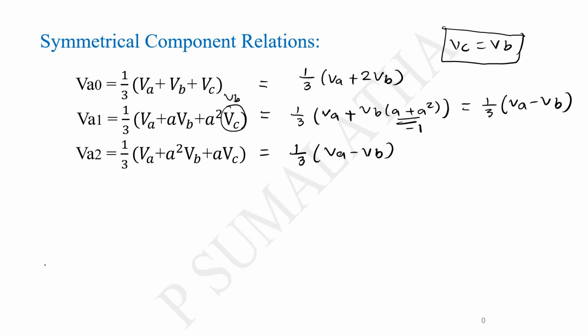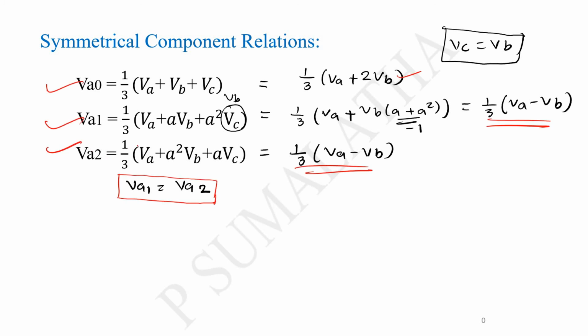From these conditions, we know VA1 is equal to VA2. That means the positive and the negative sequence networks are directly connected in parallel. But we don't know the relation of the zero sequence component with respect to the positive and the negative sequence. In the last class also I told you why we have to take the relation between VA0 and VA2 instead of VA0 and VA1. So according to that, we are taking the relation between VA0 and VA2 instead of VA0 and VA1.